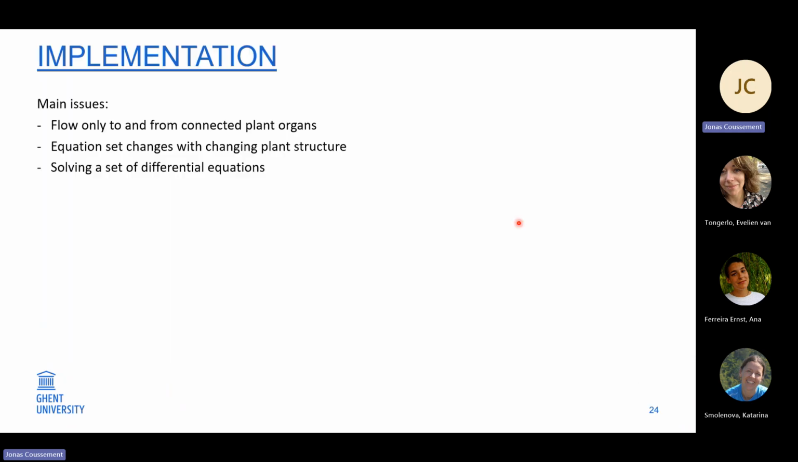So what are the main issues that we can have with this implementation? Is that we need to calculate the flow only to and from connected plant organs. So that's what we have GrowImp's graph structure for. We also have the problem that our equation set changes with a changing plant structure. So when we're creating new plant organs, we're constantly adding new parts to our network where we need to calculate the flow in between them. And then we need to solve the set of differential equations for the entire structure.